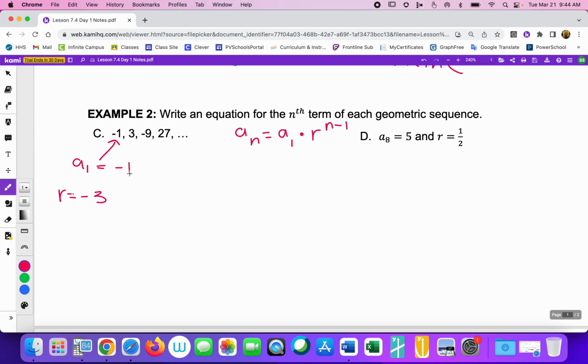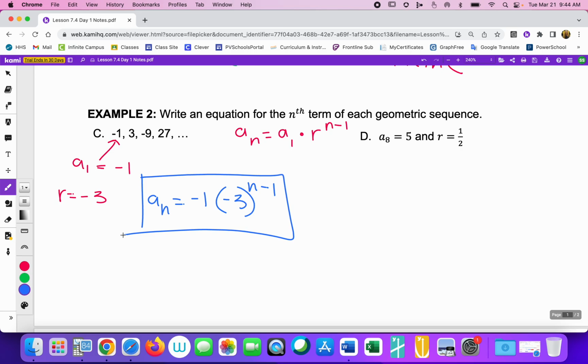Any questions so far? That's the only information you need to write these explicit formulas. So that would be A sub n equals our first term, -1. If you have a negative sign, definitely use parentheses, but I'll use them either way, times -3 to the power of n minus 1. So you would use this, if I said I want to know what the 100th term would be, you would plug 100 in for n and simplify. Okay, so this is what that formula is used for. So all you need for that is the R value and the first term.